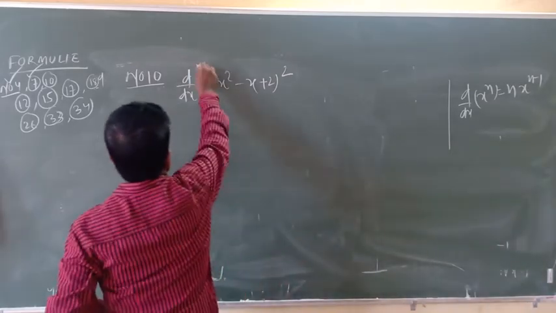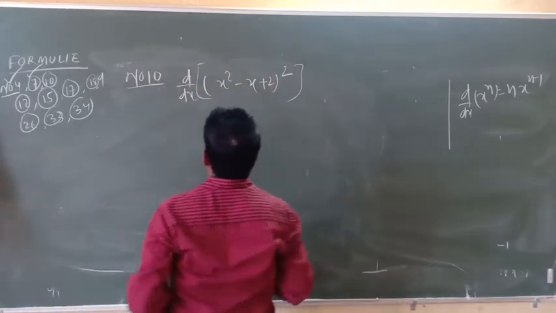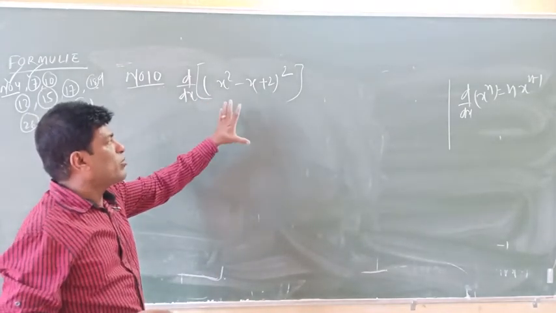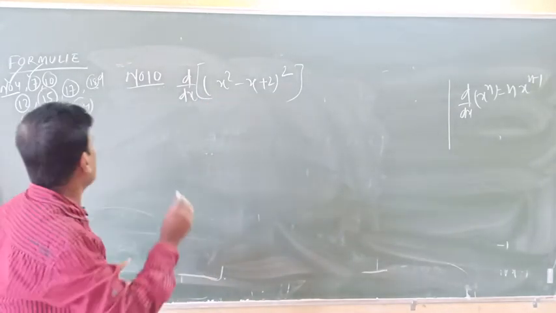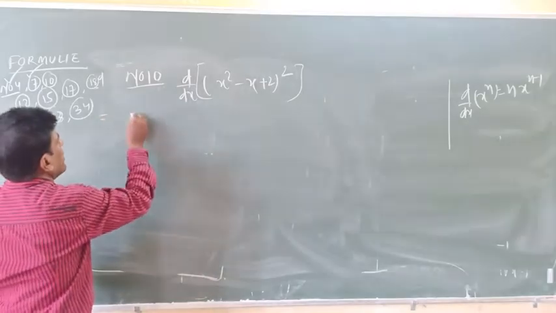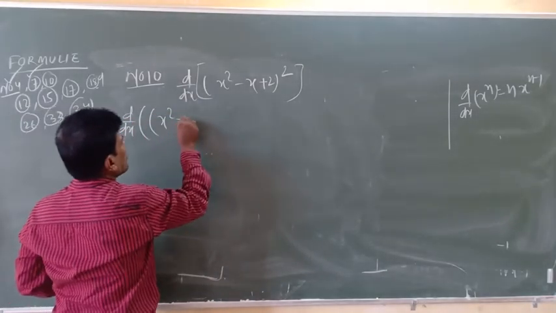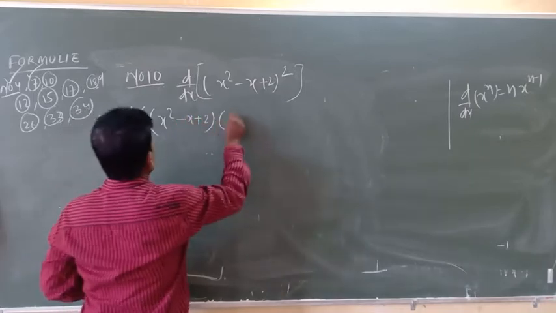That means when using a derivative, you must use that bracket also. Without the bracket, there is no meaning of derivatives. Okay? Now, d by dx of (x square minus x plus 2) whole into (x square minus x plus 2).